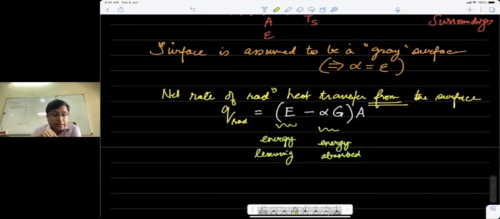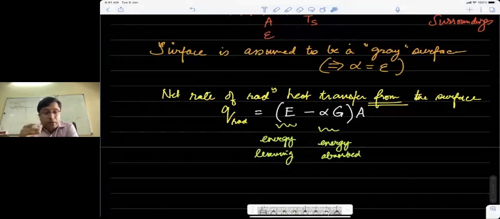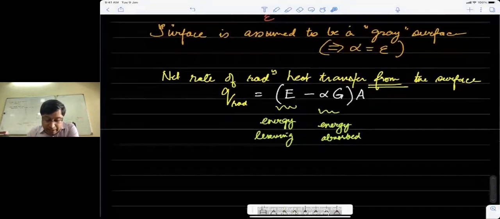So I'm still talking of the rate at which, if you see this, there is a rate here. So I'm talking of the rate of radiation heat transfer. I'm not talking of how much heat will be totally exchanged. I'm saying at a given instant of time, this is the net rate at which the surface is giving away energy, on a per unit time basis. So Q radiation is (E minus alpha G) times A.